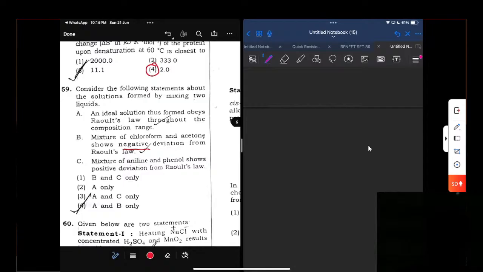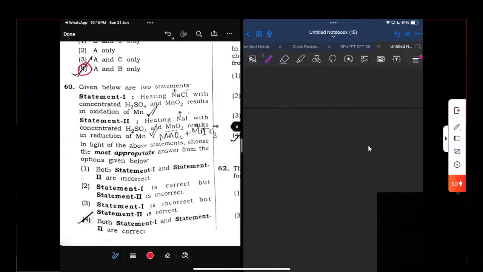Mixture of aniline and phenol shows positive deviation. Is it true? No, aniline and phenol will show negative deviation, right? This one is wrong. So which of A, B and C are correct? Only A and B. Option 4 is the correct one.